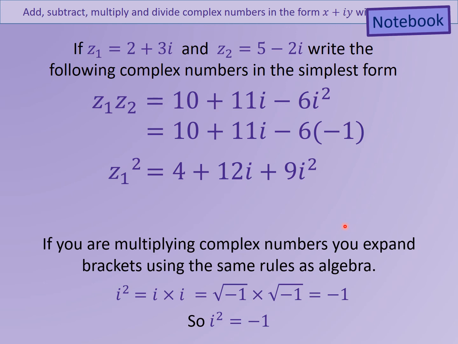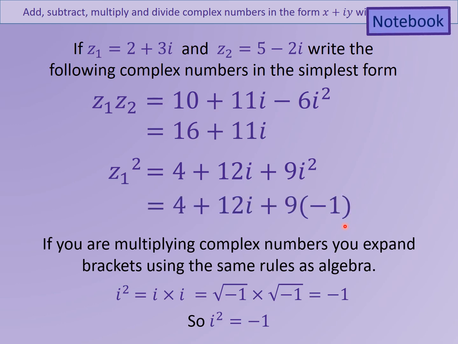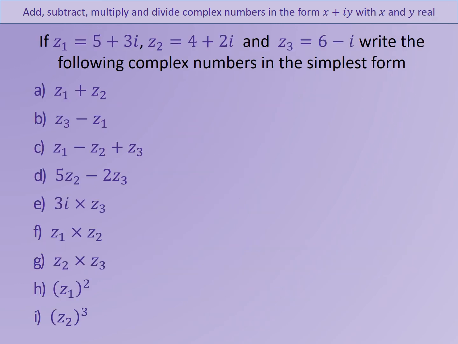So now we can substitute this in for where we see i squared here and here. So we now have 10 plus 11i, take 6 multiplied by minus 1, which will simplify to 16 plus 11i. And the second one there, 4 plus 12i plus 9, and here we're substituting in the minus 1 where the i squared is, and this will simplify to minus 5 plus 12i.